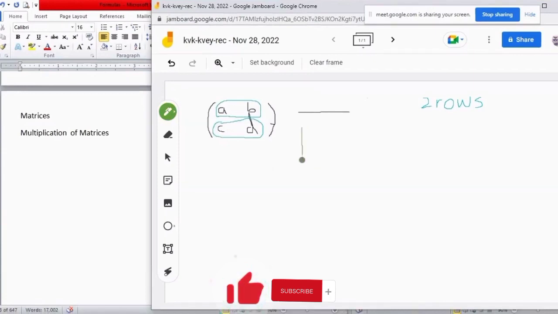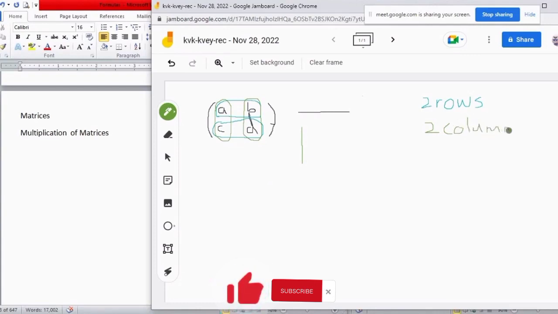Now, how do we identify the columns? Columns are identified vertically. Vertically is from top to bottom. So, the first column has the letters A and C. The second column in this matrix has the letters B and D. Therefore, this matrix has a total of two columns.